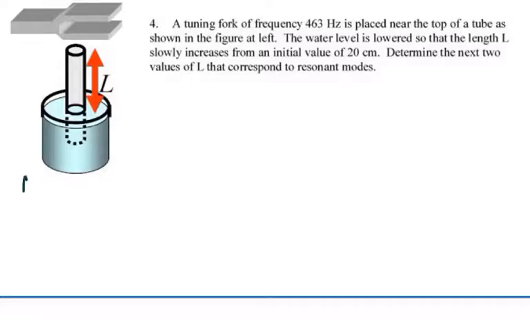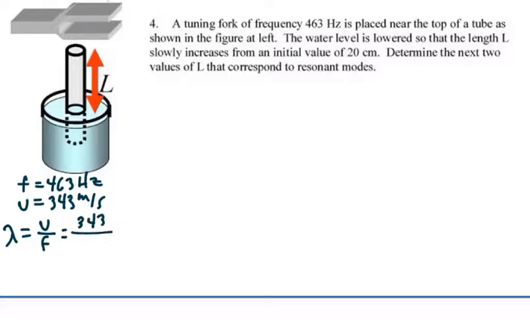Well, our frequency is given as 463 Hz. And we know that the velocity of sound, unless otherwise stated, is 343 meters per second. So our wavelength is going to equal the velocity of sound divided by the frequency. That's going to be 343 meters per second divided by 463 per second, and that is going to be 0.741 meters. So that is the wavelength that we're dealing with here.